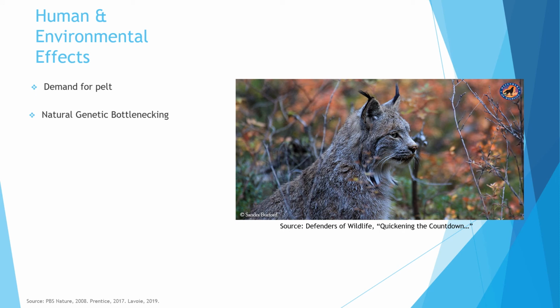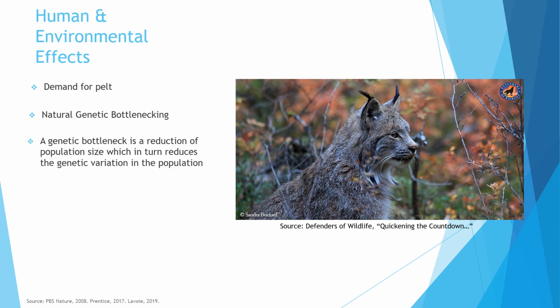There is a natural genetic bottlenecking that occurs every 10 years with the fluctuating hare populations. A genetic bottleneck is a reduction of the population size, which, in turn, reduces the genetic variation in the population. Effects from this include increased interbreeding, which can be detrimental to individual and population health.